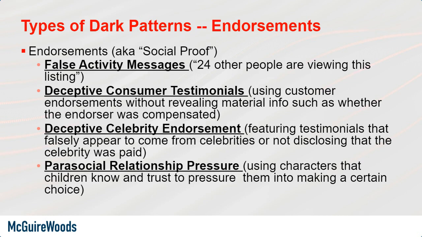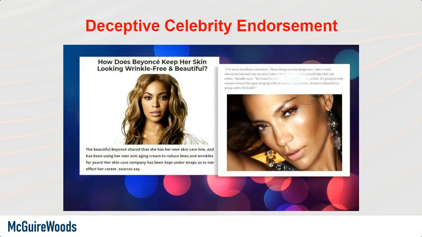There's deceptive celebrity endorsements. That's a sort of tricky one that I'm going to talk about in a moment. And then parasocial relationship pressure, using characters that children know and trust to pressure them into making a certain choice. I guess you could arguably say Joe Camel, using cartoon characters to try to sell things to kids.